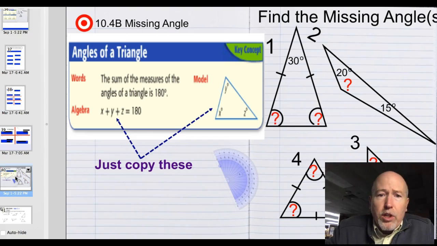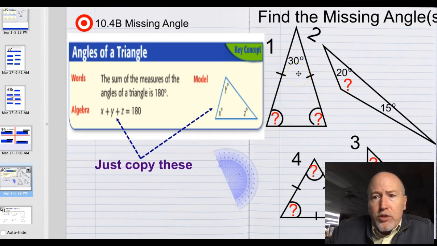All right, you also have to know how to find the missing angle on a triangle. Missing angles on triangles are real simple. You take 180 degrees and you start subtracting. It would be 180 degrees minus 20 minus 15, and that'll give you the measure of that obtuse angle. Remember, all triangles have 180 degrees.